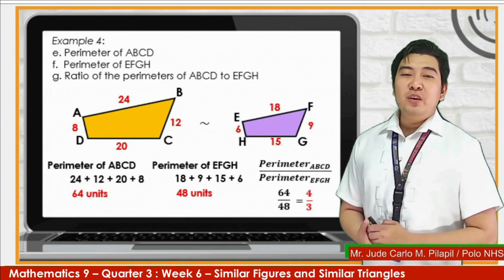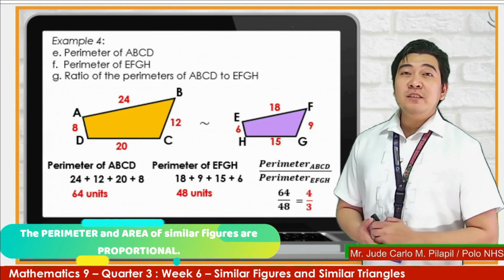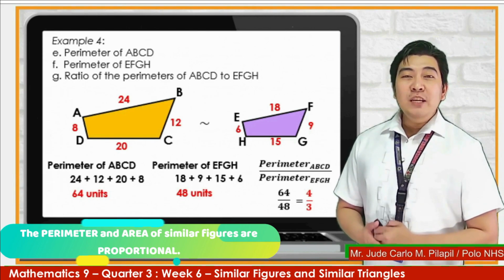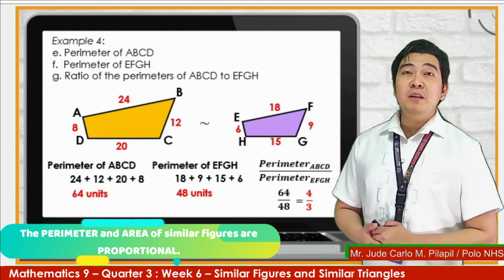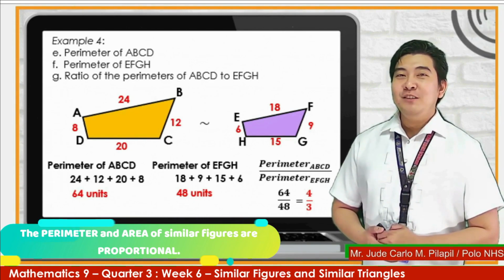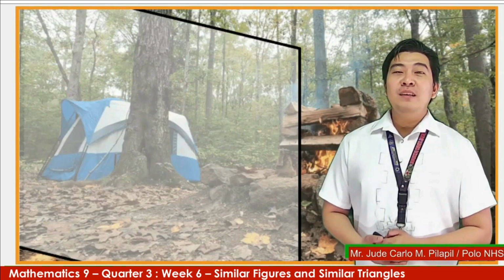If you can observe, since the ratio of the perimeters is similar to the scale factor 4/3, we can now say that the ratio of the side lengths of two similar figures are proportional to the perimeters. I hope that you can still follow in our discussion.